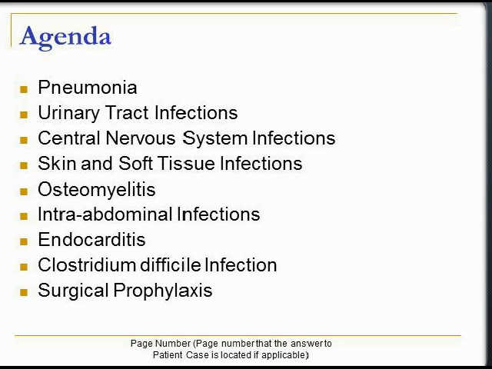I will go through a number of topics. It's a very quick lecture through the various infectious diseases, and I don't cover everything. I have to skip through a lot, but most everything is in the book that you can see. We'll start by talking about pneumonia, then move on to UTIs, CNS infections, skin and soft tissue infections, osteomyelitis, intra-abdominal infections, endocarditis. I'll talk a little bit about C. diff, and then we'll finish up with surgical prophylaxis.